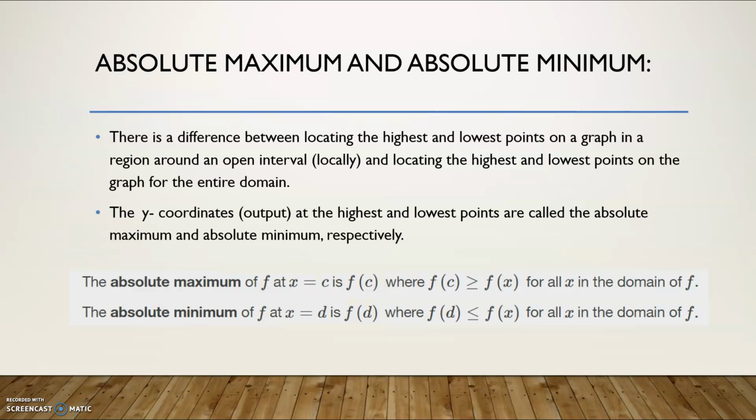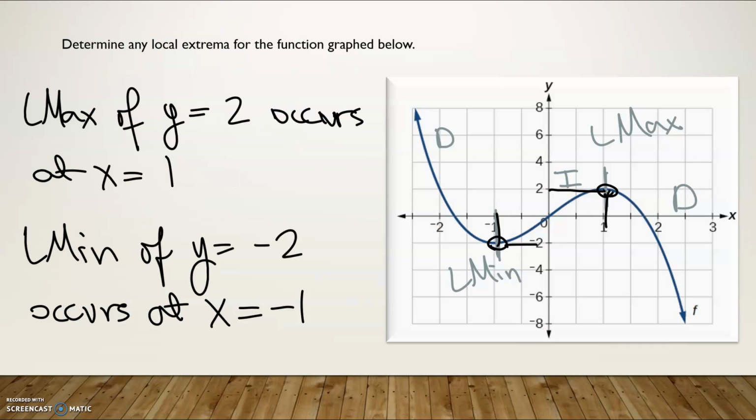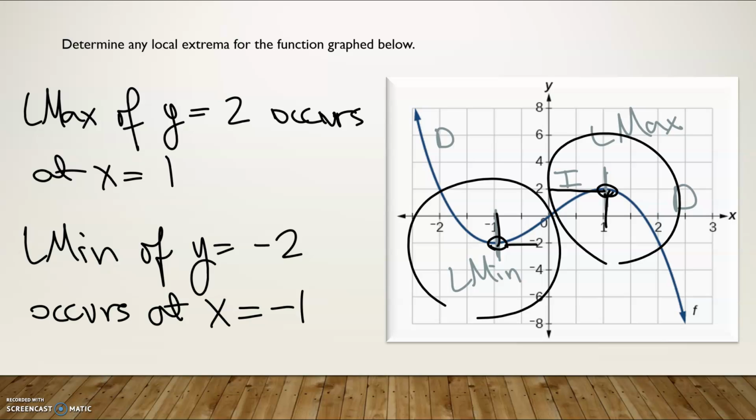Okay, and then let's talk about not a local max or min, but an absolute maximum and an absolute minimum. There's a difference between locating the highest and the lowest points on a graph in a region around an open interval or locally, and locating the highest and the lowest points on the graph for the entire domain. Okay, so we're not zooming in on one point or one area saying, okay, within that area, that's what we're doing here. We're zooming into this area here and this area here and saying, okay, within that area, we've got a local max and local min.